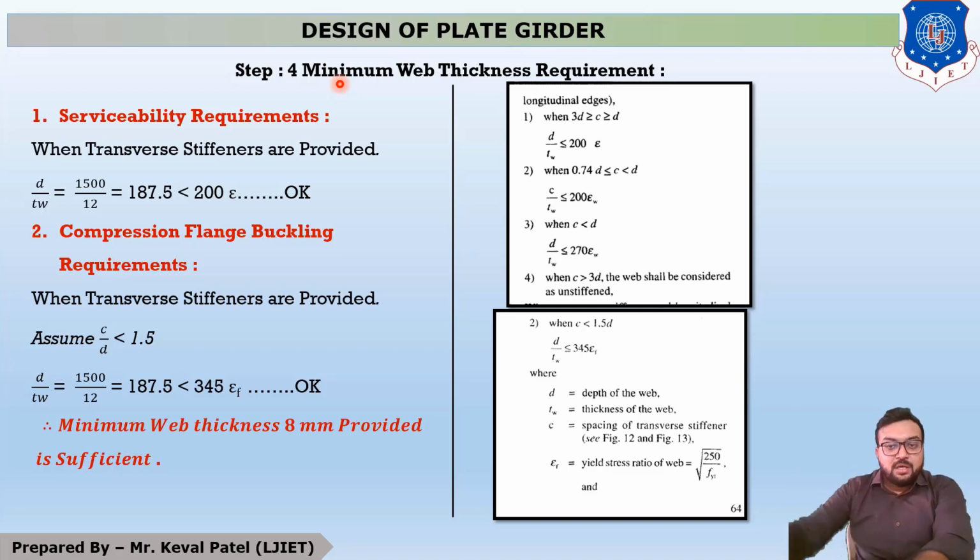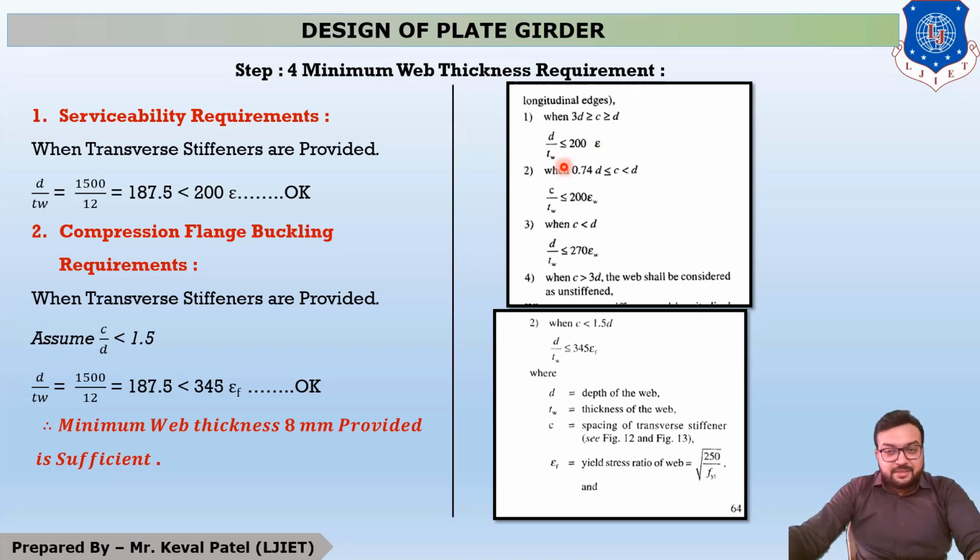or not. So all the students move to page number 63, in which there are two checks. First one is the serviceability requirement. You can see that in the serviceability requirement, the portion B is given for when the transverse stiffeners are provided, and there are a total of 4 conditions. First of all, your D by TW ratio is 1500 divided by 8, then it is 187.5. This 187.5 is less than 200 epsilon, so this is D by TW less than or equal to 200 epsilon.